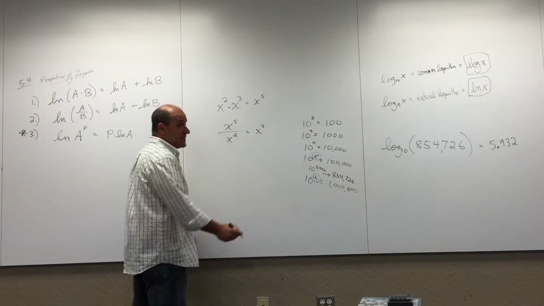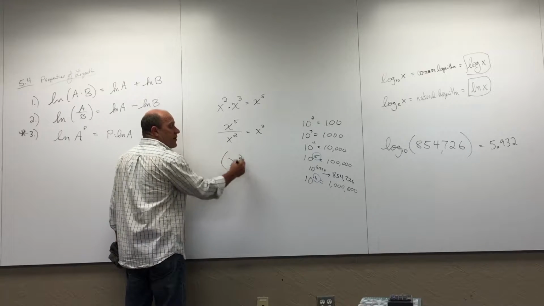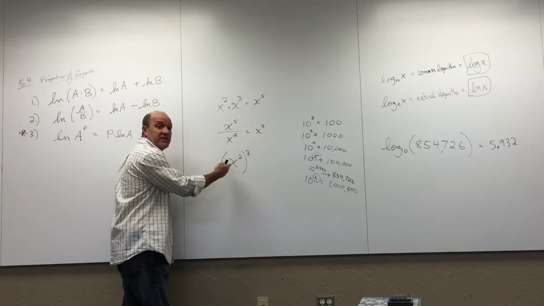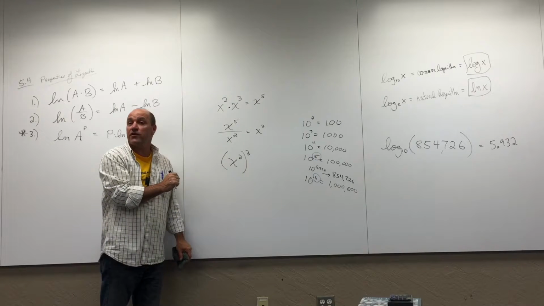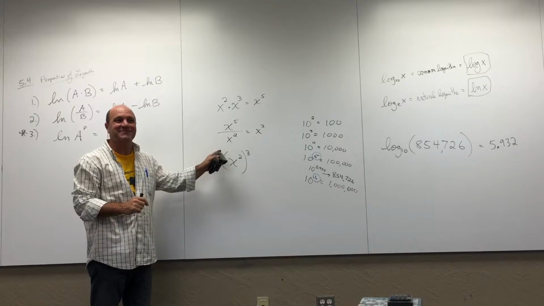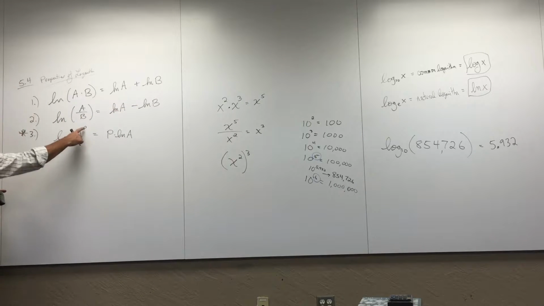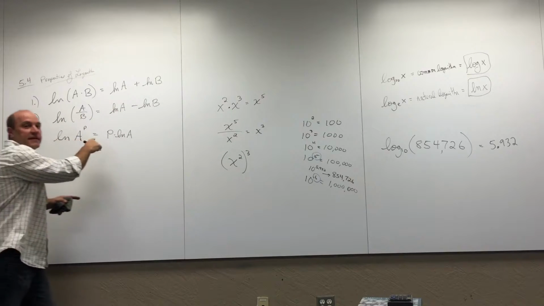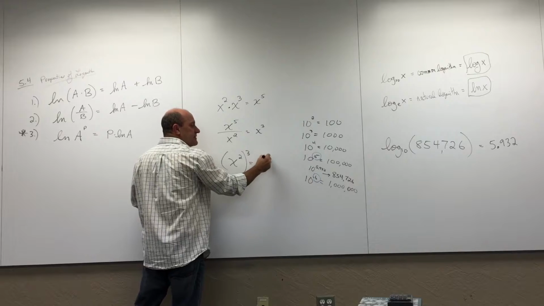That sort of resembles this. When you have an x squared raised to a cube, an exponent raised to an exponent, do you know what you do? That's when you multiply the exponents, which is kind of like this guy coming down and multiplying this thing. Right, you get x to the sixth.